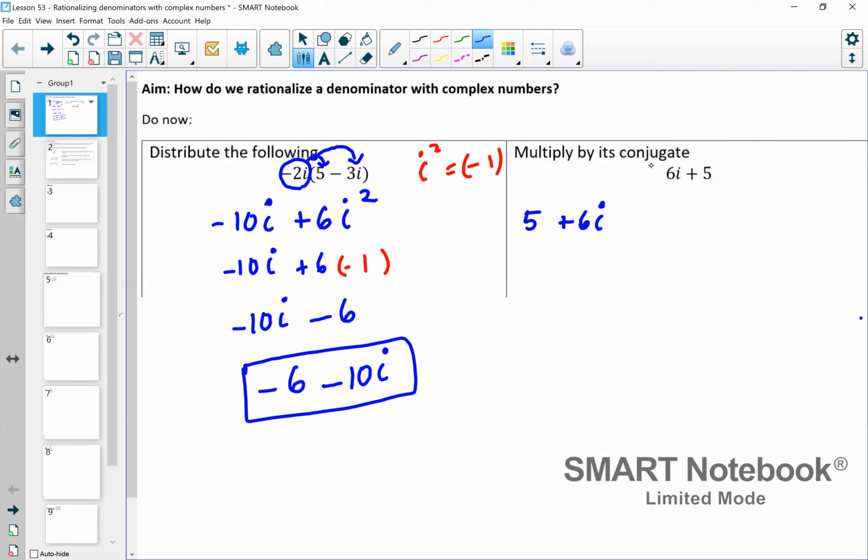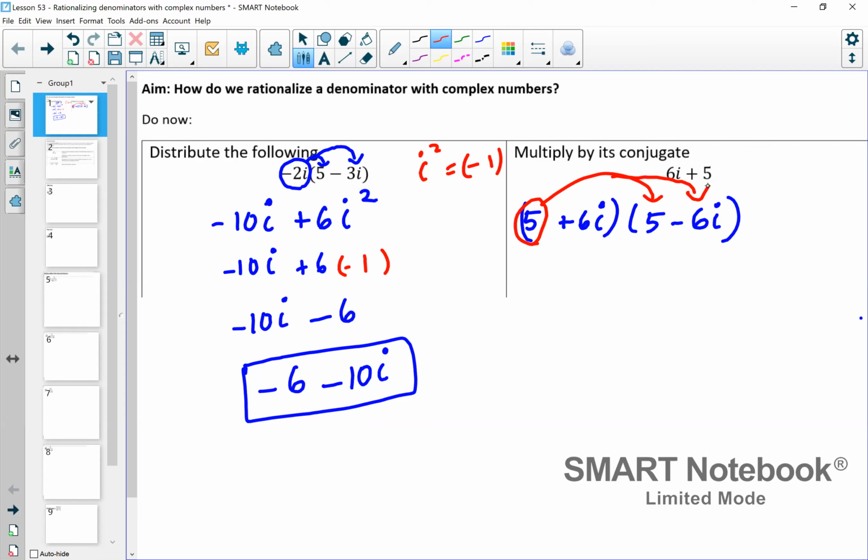Now we have to remember, what is a conjugate? Well, a conjugate really is just these same two terms, with the same numbers, the only difference is we're changing this middle sign. So the positive 5 stays positive, but now this plus 6i becomes a minus 6i. Now we're going to multiply. So when we multiply, we distribute. So I'm taking this 5, and I'm going to multiply it by this 5. And I'm going to take this 5 and multiply it by that negative 6i.